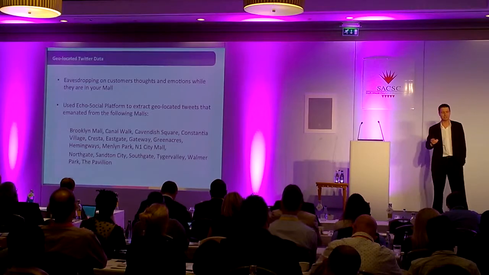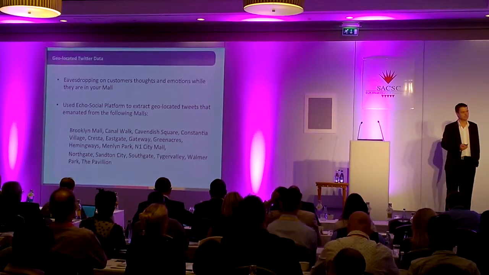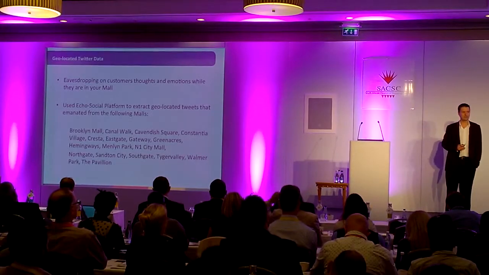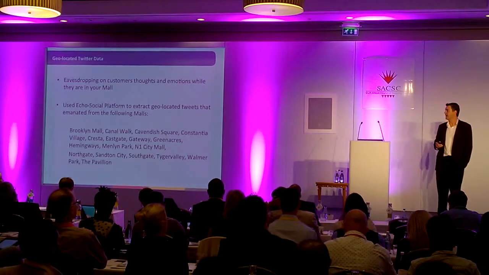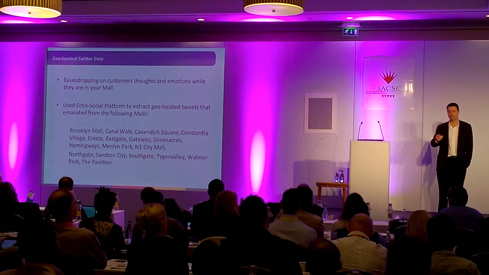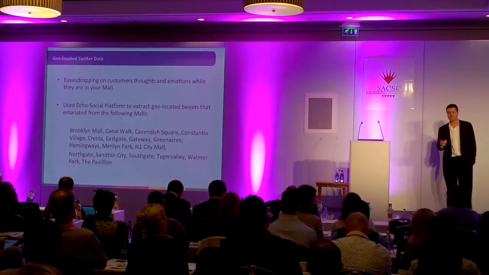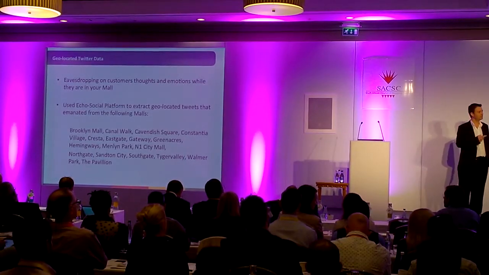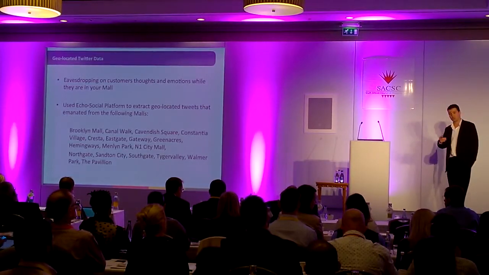Next section is another spatial type of data that we have access to, and it's Twitter data. So we've been collecting Twitter data coming out of South Africa for the last year or so, and we're only going to focus on those tweets that have a geolocation. And so what Twitter allows you to do is to almost eavesdrop on your customers' thoughts and emotions and feelings while they're inside your shopping center.